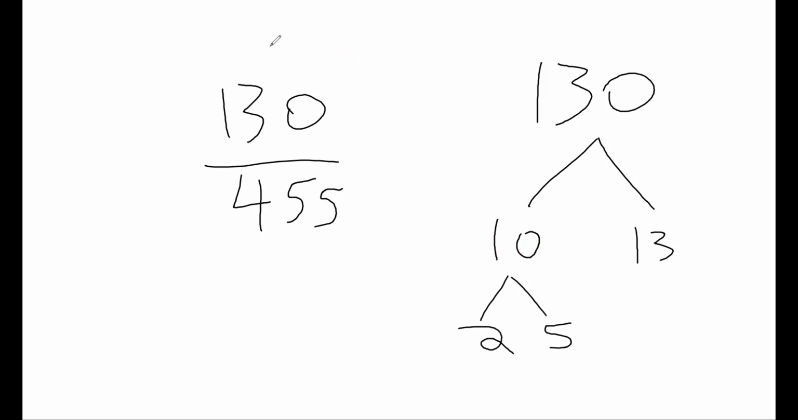I'll write the 2 first, doesn't matter. So ultimately, here's all the primes, 2, 5, 13. This means that 130 can be written as 2 times 5 times 13.